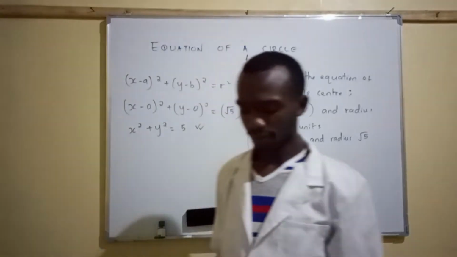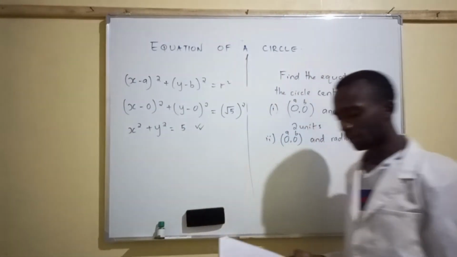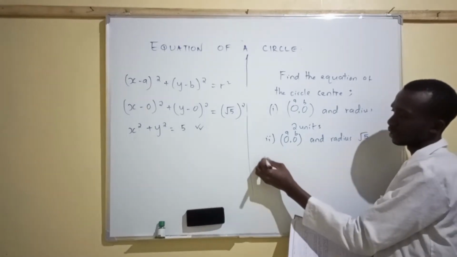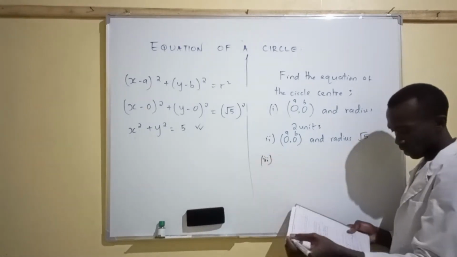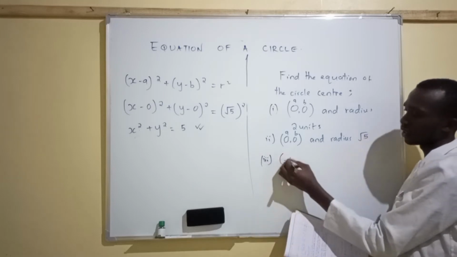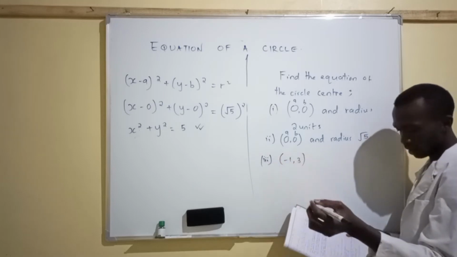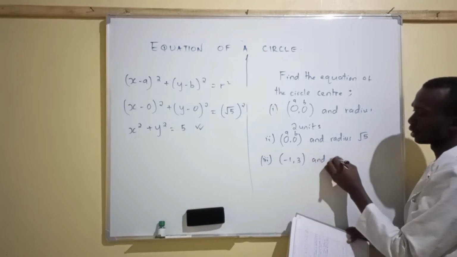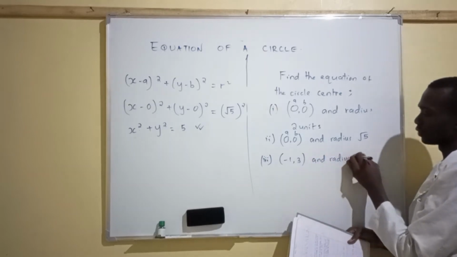And finally, the third example, Roman 3: the center is (negative 1, 3), and radius 4 units.